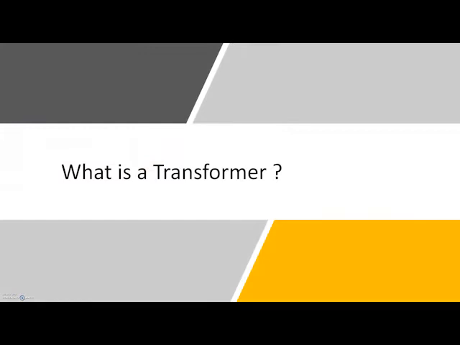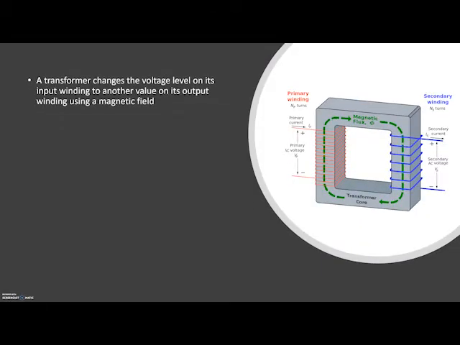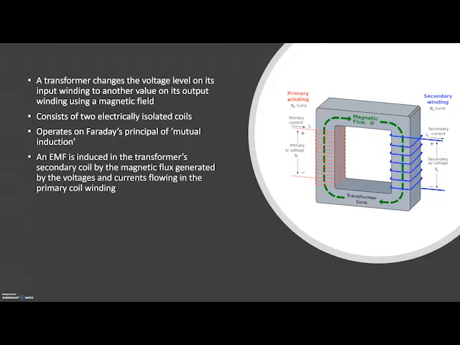What is a transformer? A transformer changes the voltage level on its input winding to another value on its output winding using a magnetic field. A transformer consists of two electrically isolated coils and operates on Faraday's principle of mutual induction, in which an EMF is induced in the transformer secondary coil by the magnetic flux generated by the voltage and current flowing in the primary coil winding.